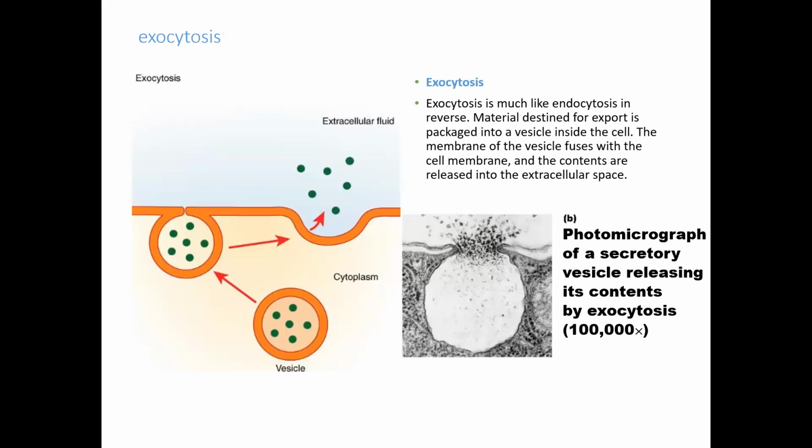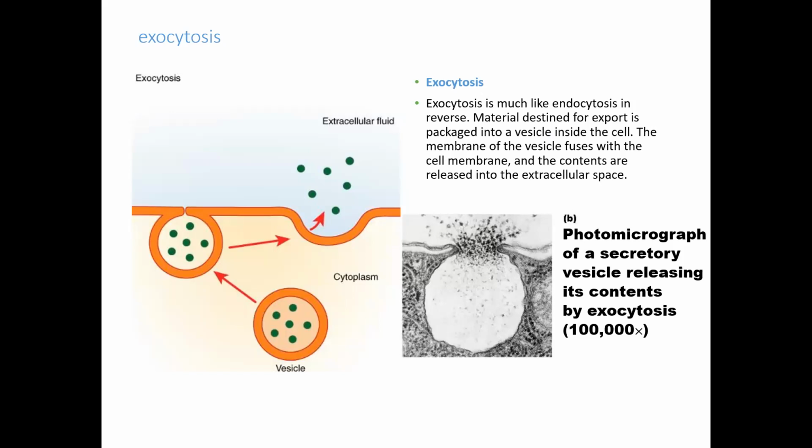Exocytosis is the opposite. It's endocytosis in reverse. We have something in a vesicle that we've made. Perhaps it's a protein, perhaps it's a hormone, perhaps it's a digestive enzyme, and we're going to release it. So we form it and store it in a bubble, and we bring it to the surface of the cell membrane, and we fuse with the cell membrane and open up the bubble and release the contents.